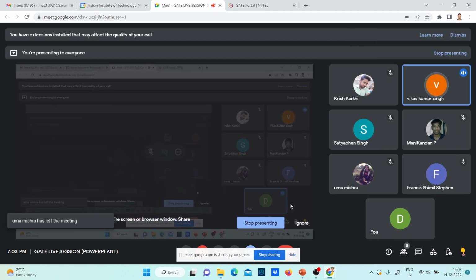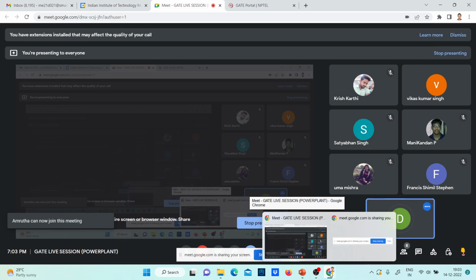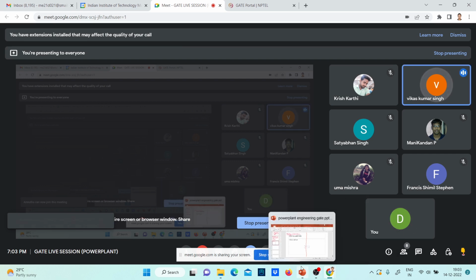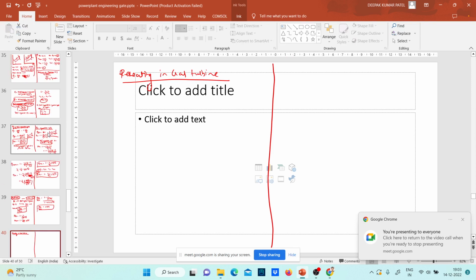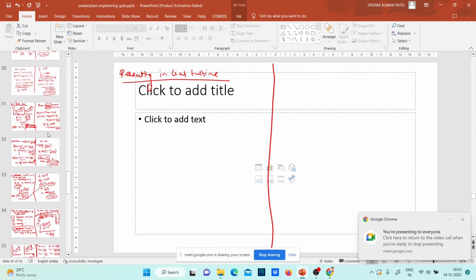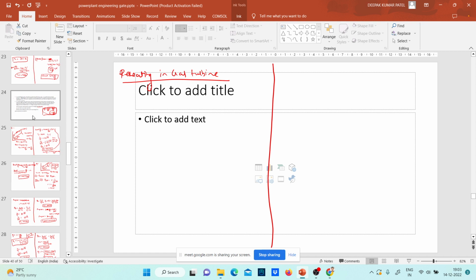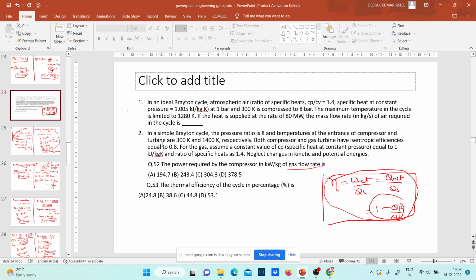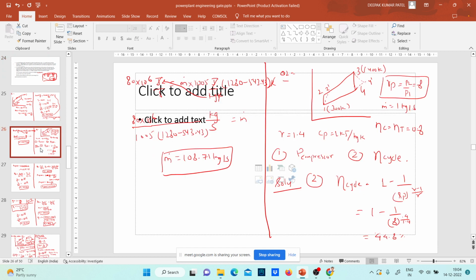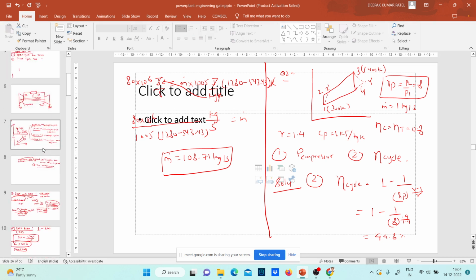Now you can ask what is the problem you were facing. You said work ratio equal to 1 minus T1 by T3 into RP power gamma minus 1 by gamma. Which topic are you talking about? In the numerical part, in the Brayton cycle, you explained about back work ratio and work ratio.